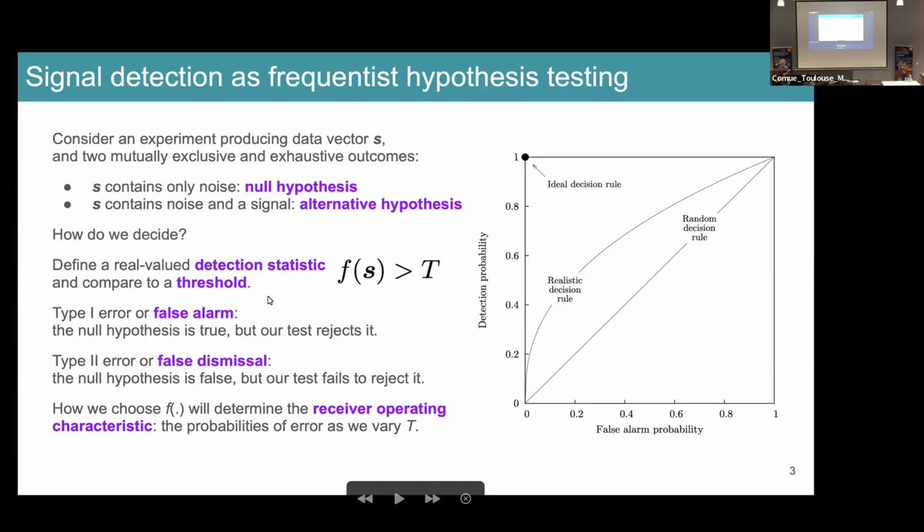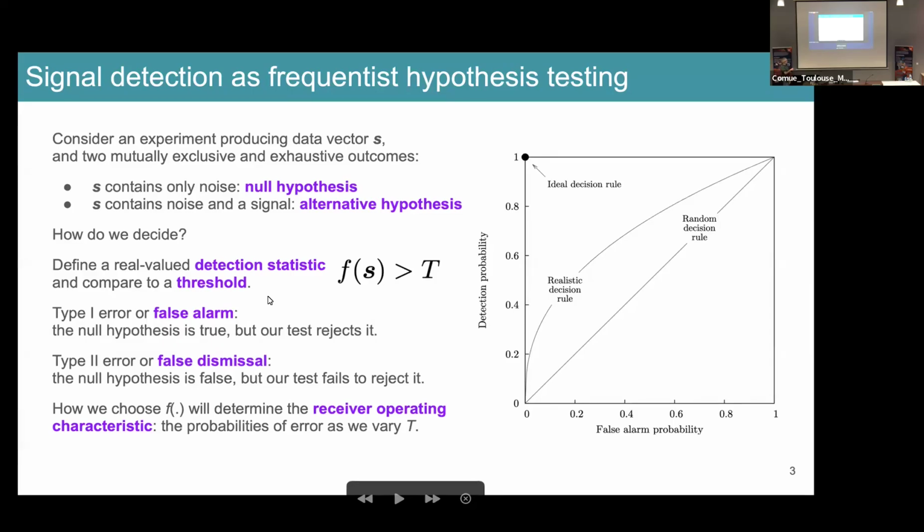So it's noise that prevents us from always making the correct decision. How we choose this function and how we choose the threshold will determine what is called the receiver operating characteristic of the data analysis, which is a curve that can be represented in this plot. This plot shows the probability of making a false alarm on the x-axis and the probability of detecting a signal on the y-axis. As we change this threshold, we move along a line which is monotonic in this plot.